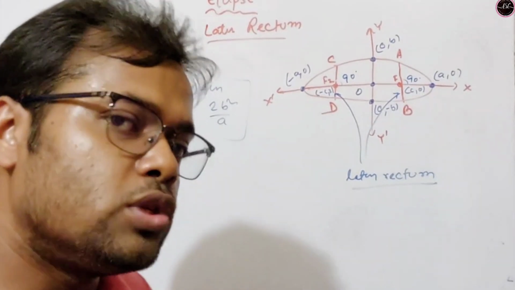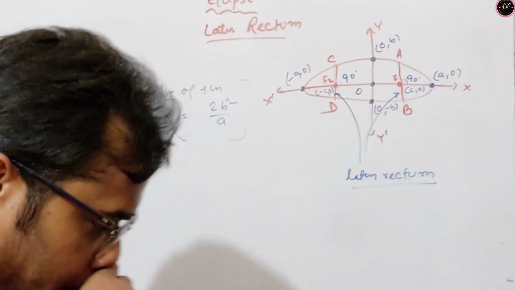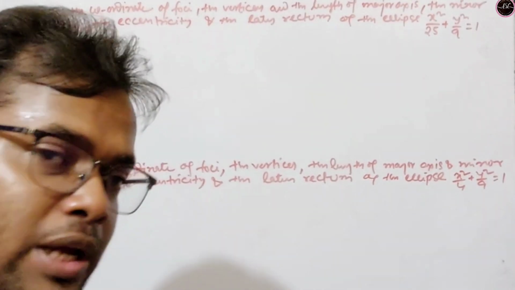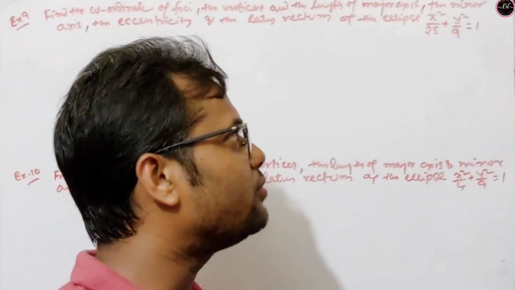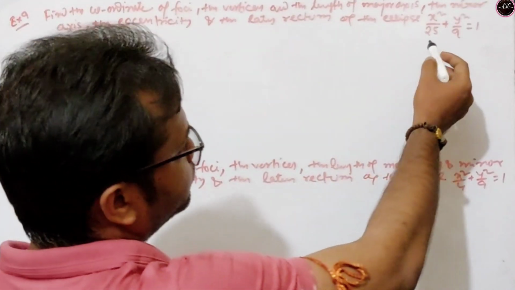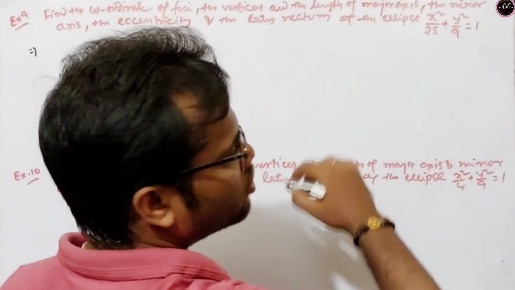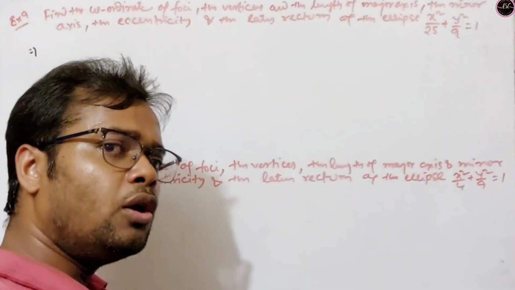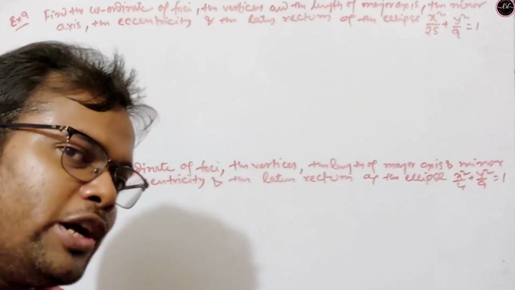So let's do some examples to clear this concept better. Okay, then look at this question. Find the coordinates of the foci, the vertices, the length of the major axis and minor axis, the eccentricity and the latus rectum of the ellipse x square divided by 25 plus y square divided by 9 equal to 1. Here we see that it is x square by a square plus y square by b square. Okay, here the coefficient of x square has the larger denominator, that means 25 greater than 9.